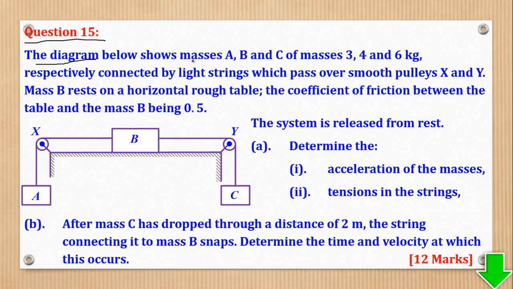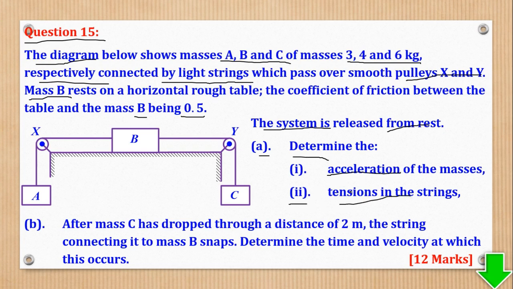The diagram below shows masses A, B, and C of masses this, and that kilograms, respectively, connected by light strings, which pass over smooth pulleys X and Y. Mass B rests on a horizontal rough table. The coefficient of friction between the table and the mass B being 0.5. The system is released from rest. Part A, determine one, the acceleration of the masses, and two, the tension in the strings.